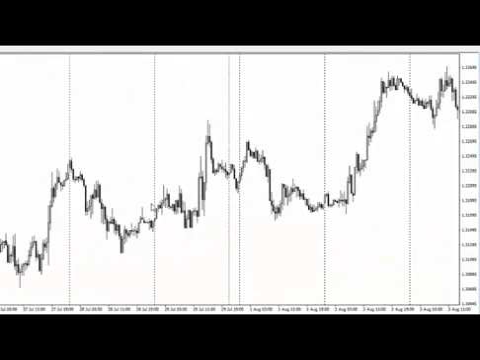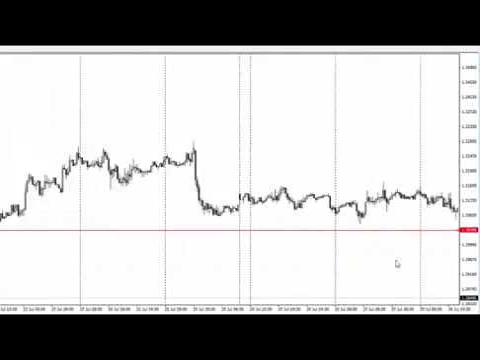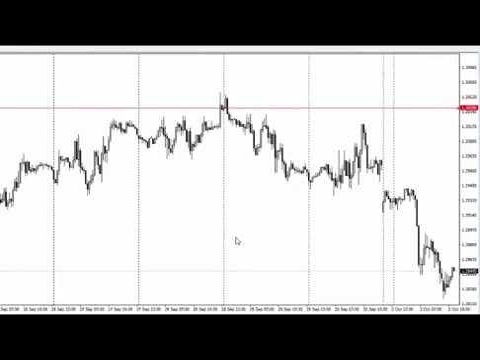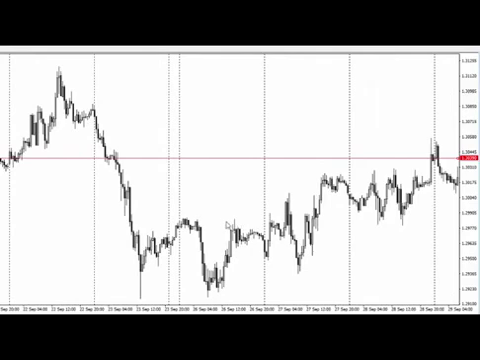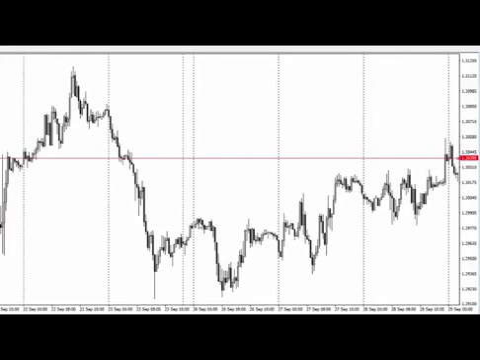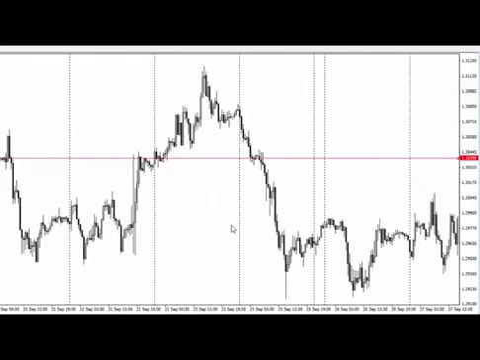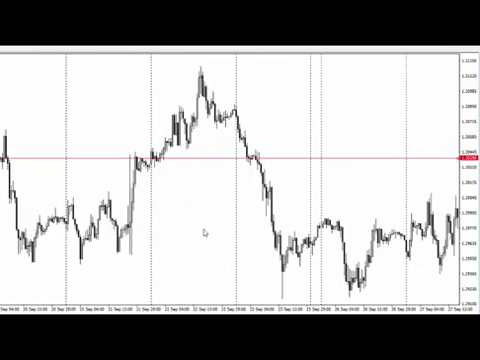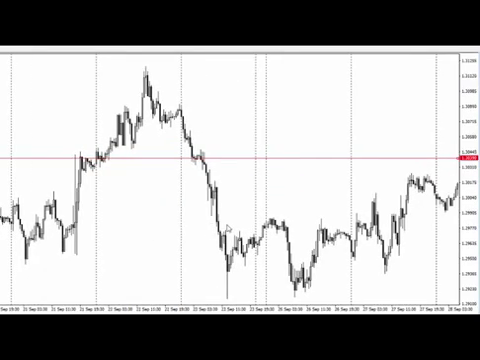Not to say that this level was also tested by the price many times, and that's why this level actually is relevant for making trading decisions. And guess how we use this level for our trading purposes? It's a 30-minute chart, remember.